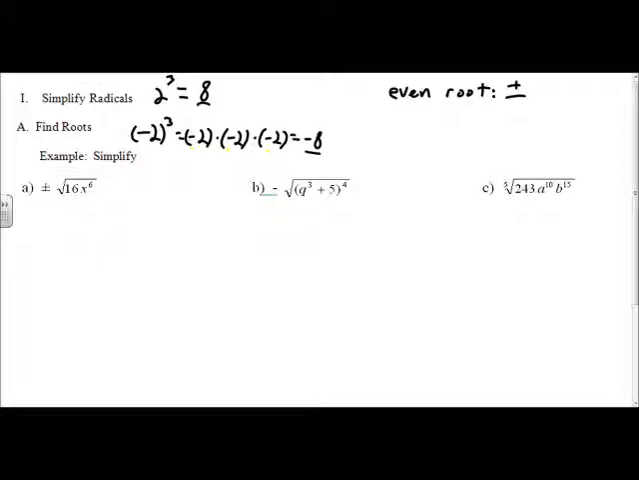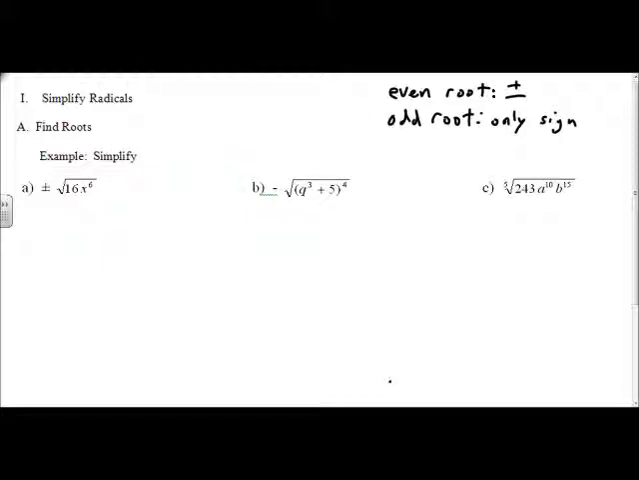So anytime that you have an odd root, like 3, 5, 7, 9, those ones are only the same sign as what you have. And those will come up. I'll show you one example that specifically looks at how that one works.